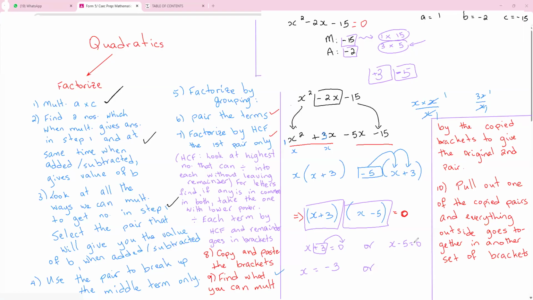Or x minus 5 is equal to 0. So I'll carry this across. Once you cross, you do the opposite, so it becomes positive 5. So if I were to hence solve this quadratic, my solutions will be either x is negative 3 or x is positive 5. And these are called the roots of the equation, the quadratic equation, or the solution to this quadratic equation. So this is one way of solving a quadratic, through factorizing it first and then solving.